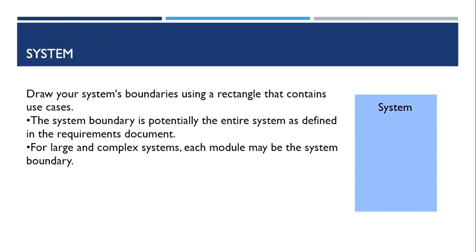The first is system. Draw your system's boundary using a rectangle that contains use cases. Thus, all the use cases will be drawn inside the system. The system boundary is potentially the entire system as defined in the requirements document. For large and complex systems, each module may be the system boundary. So when we have a complex system, we draw a separate system boundary for each module.